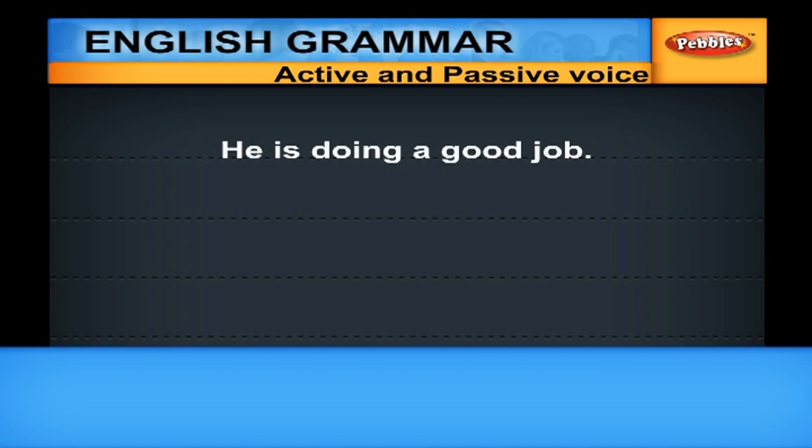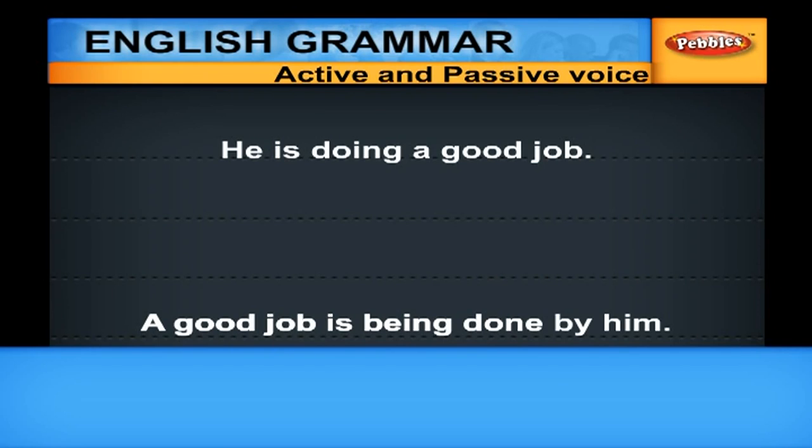He is doing a good job. It is in present continuous tense. Don't you think so? The object here is a good job that has to become the subject. You have to use the be form of the present tense. Since good job is singular, it has to be followed by is. Then insert being. Is being. The past participle form of do is done. So you have to say, a good job is being done by him.